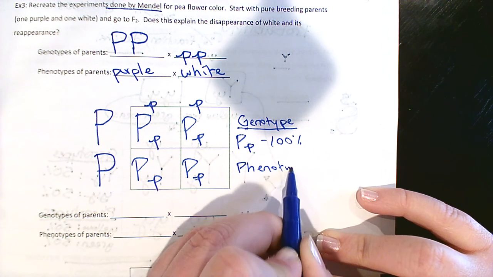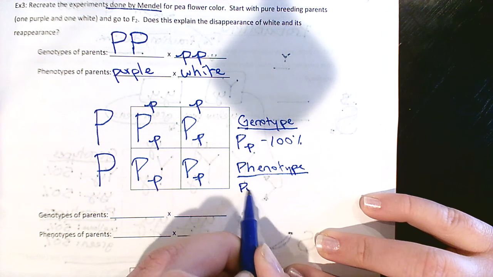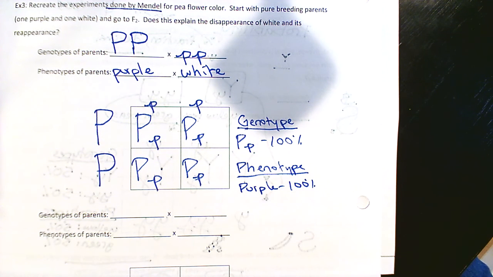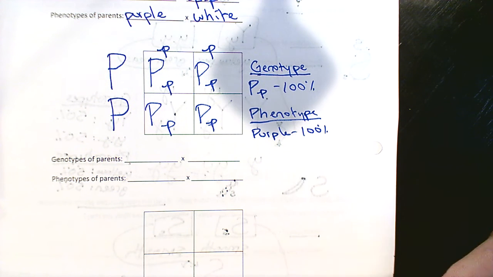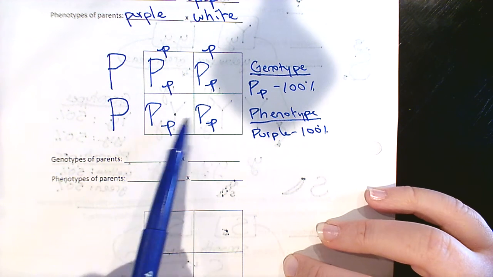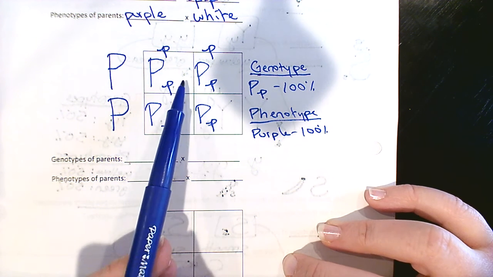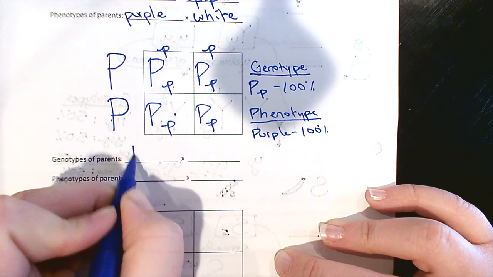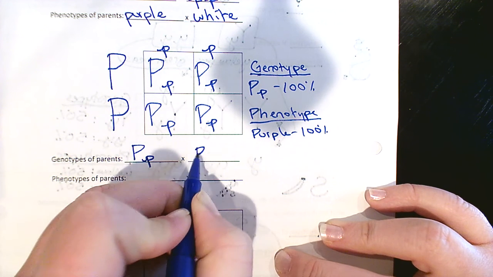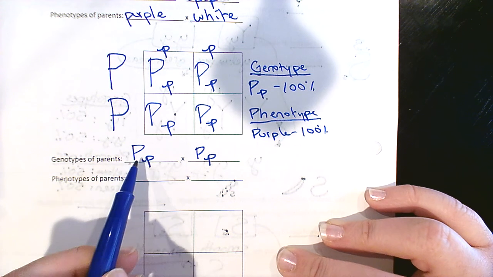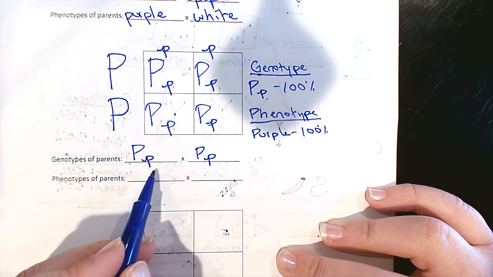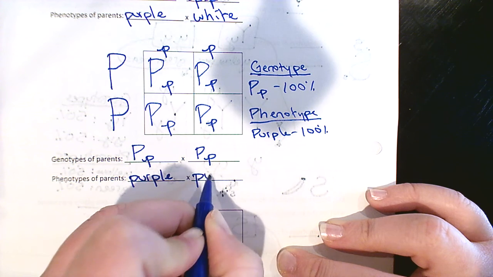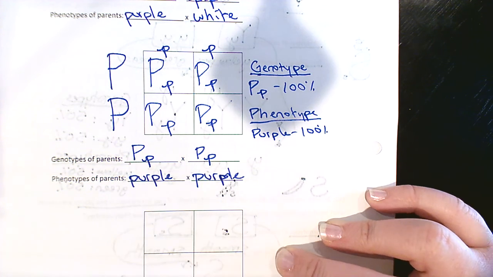Phenotype would be purple flowers, again, 100% of the time. That's the only possible combination when we do that one. All right, so the next thing Mendel did was he took their offspring, these ones, and made them the parents of the next generation. So the genotypes of the parents of the next round are going to be the big P, little p. And since they have at least one dominant allele, we're going to say that they would have purple flowers because that is the dominant trait.